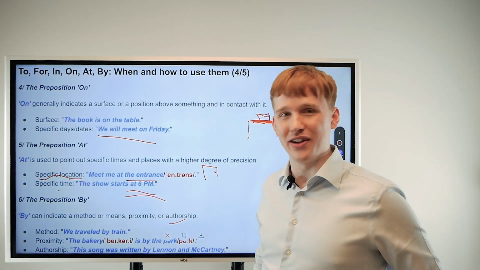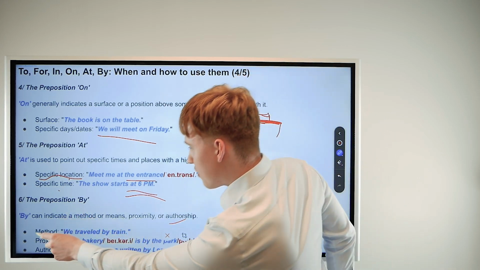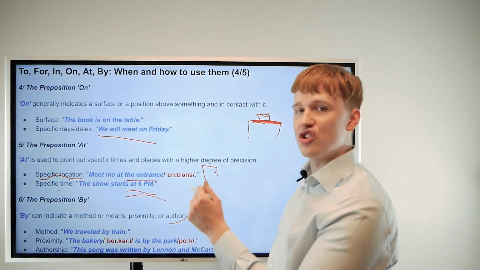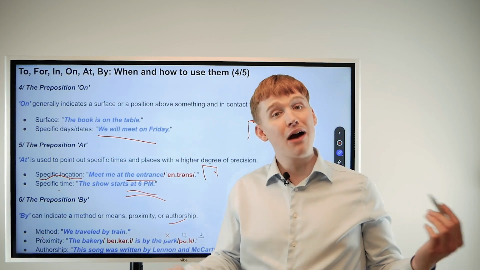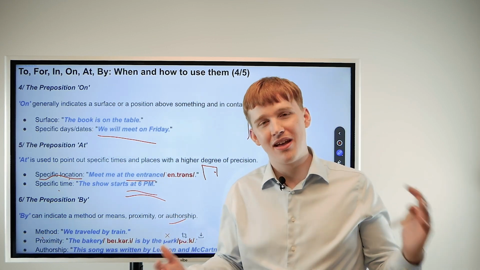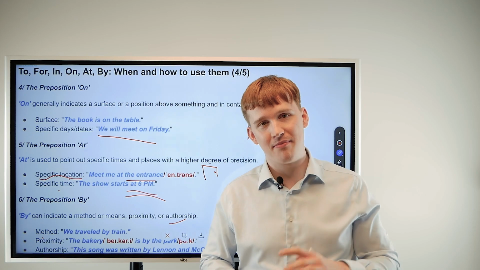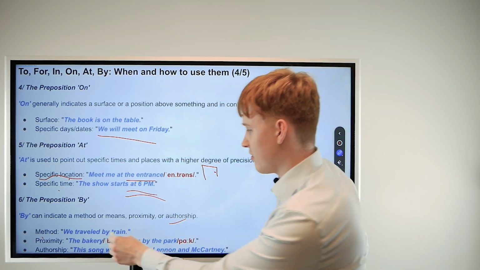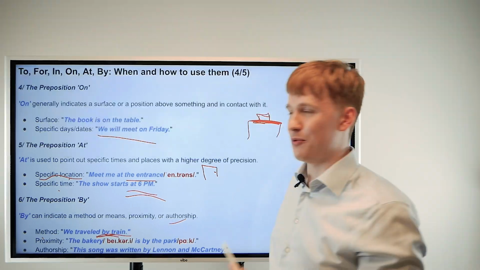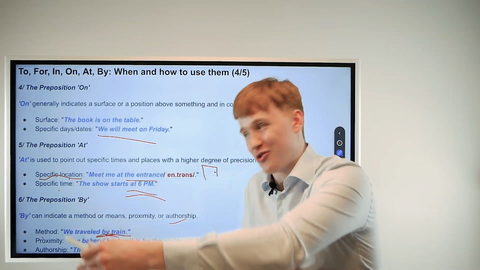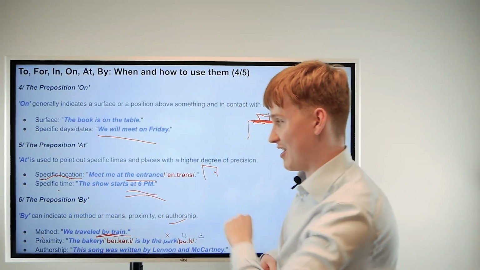Lovely. So let's carry on here. So the method. We traveled by train. So the question might be, how did you travel? How did you get there? What was the method of getting there? The method was the train. We would say the method was by train. So we traveled by train.